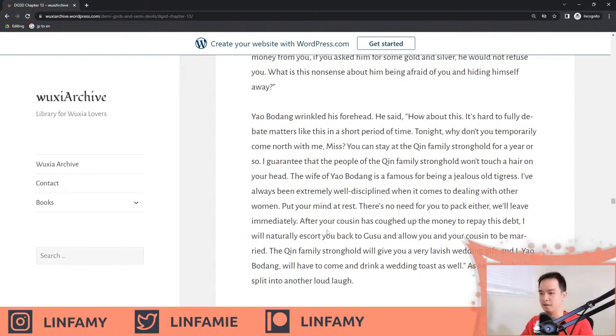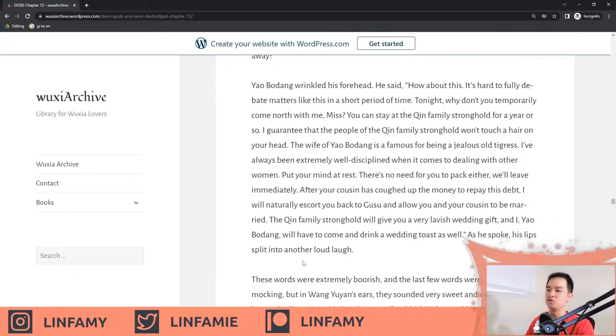We'll leave immediately. After your cousin has coughed up the money to repay this debt, I will naturally escort you back to Gusu to allow you and your cousin to be married. The Qin family stronghold will give you a very lavish wedding gift, and I, Yao Bodang, will have to come and drink a wedding toast as well." As he spoke, his lips split into another loud laugh.